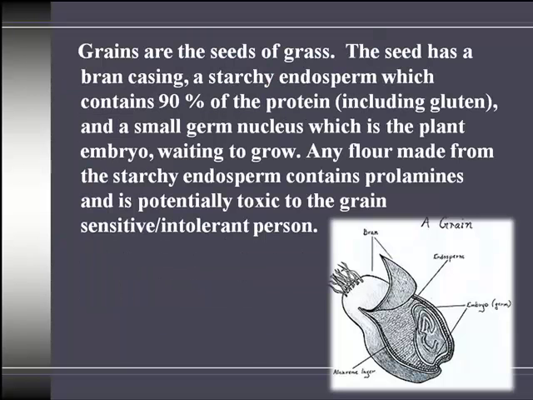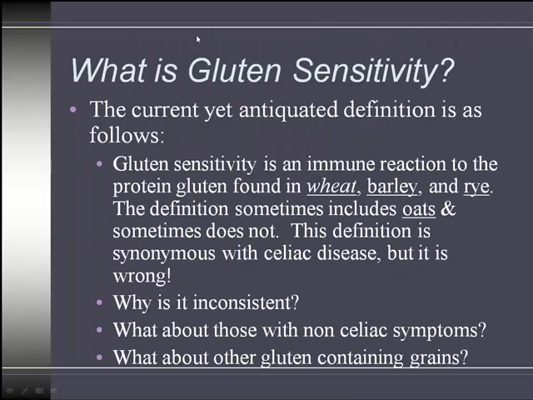Very important concept, because once again, if you look at the definition that's being promoted on gluten sensitivity, it states that gluten sensitivity is an immune reaction to the protein gluten found in wheat, barley, and rye. But it makes no mention about corn or spelt or millet or amaranth or any of the other grains. And even sometimes this definition, even though oats are classically considered to be part of it, depending on who you ask, a number of times you'll see that oats are gluten-free, or you'll see gluten-free labeled on a package of oats.